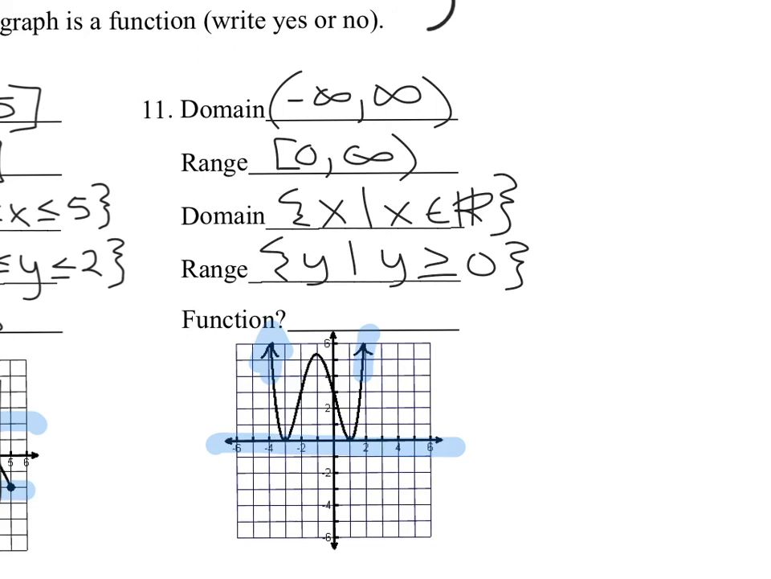And then if we look and see if it crosses the vertical line test, does it hit more than once? We would say no, it doesn't. So yes, it is a function.